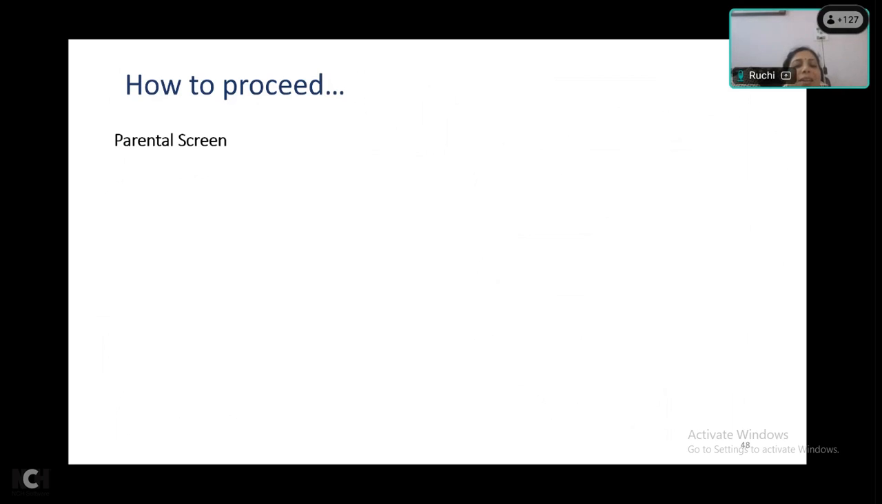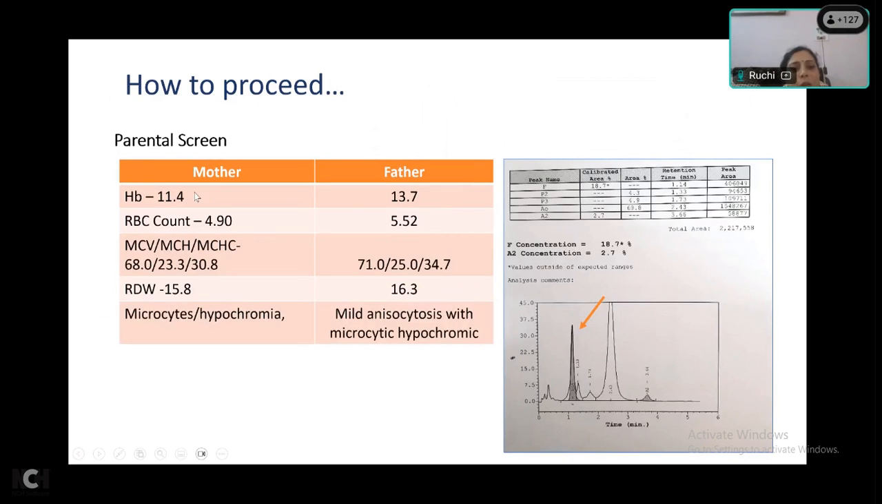And we see again the mother is having a hemoglobin of 11.4 and the father 13.7. I would say they are clinically asymptomatic. RBC count is on the higher side for both of them, and you have a microcytic hypochromic picture, not significantly high RDW, and both of them had an F peak of approximately 18%. So what are they probably looking like? What would you call them? What is the diagnosis of the mother and father?